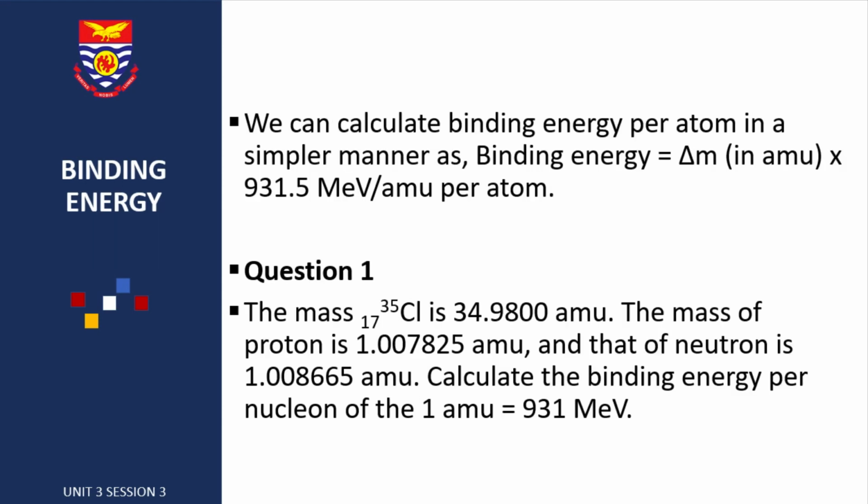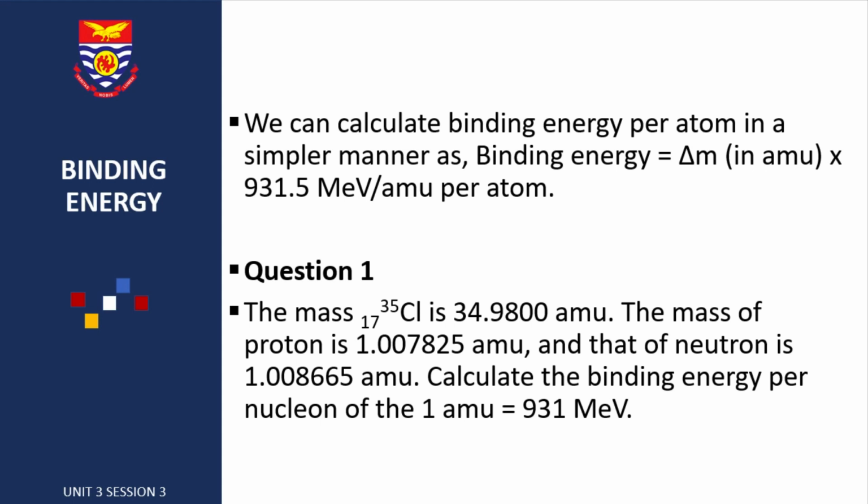We can also calculate the binding energy per atom in a simple manner by multiplying the change in mass, or the mass defect, which we normally calculate in atomic mass units, by 931.5 mega electron volts per atom. And this will give us the binding energy, which will be in mega electron volts. Let us look at some examples.